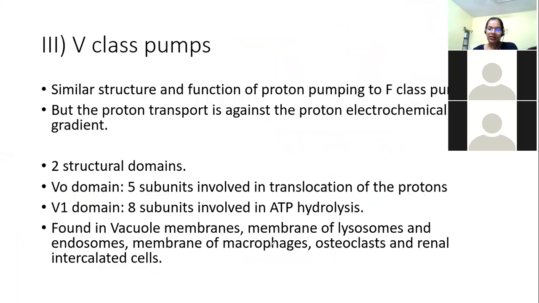I'll give you one hint. If the lysosome is there and it is concentrating H plus, what does it mean? What exactly is it doing? It is actually decreasing the pH. Okay, so the pH is decreased.